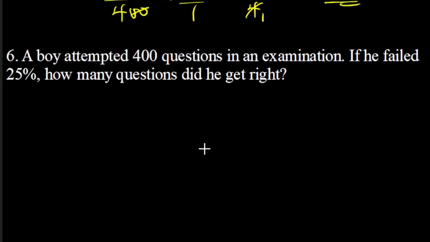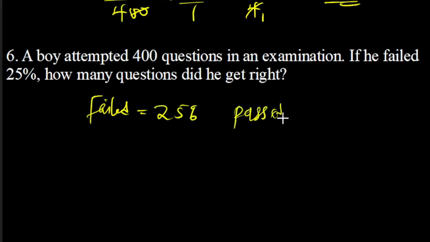Then number 6, a boy attempted 400 questions in an examination. If he failed 25%, how many questions did he get right? So failed 25%, right? Then which means the one he passed would be 75%, because in total the pass plus fail will give us 100%.